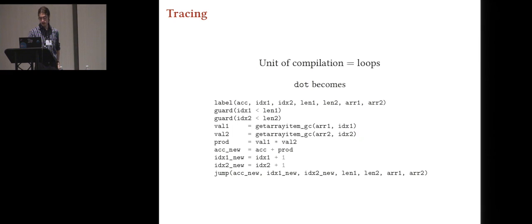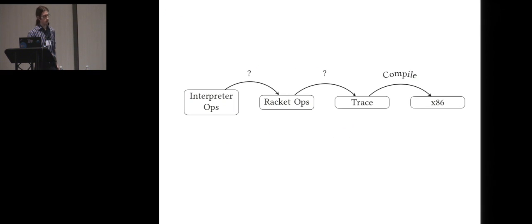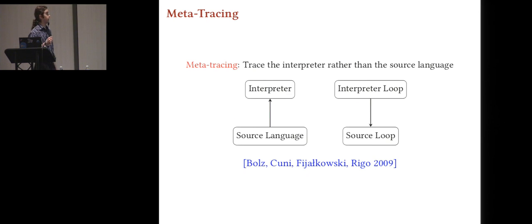So we end up with a nice tight inner loop for our dot product function. So it's fairly obvious how to go from a trace to x86, but at the beginning here, all we've done is really implement this very high-level interpreter. How do we go to actually tracing our Racket code? And we do that by shifting the burden of tracing one level up.